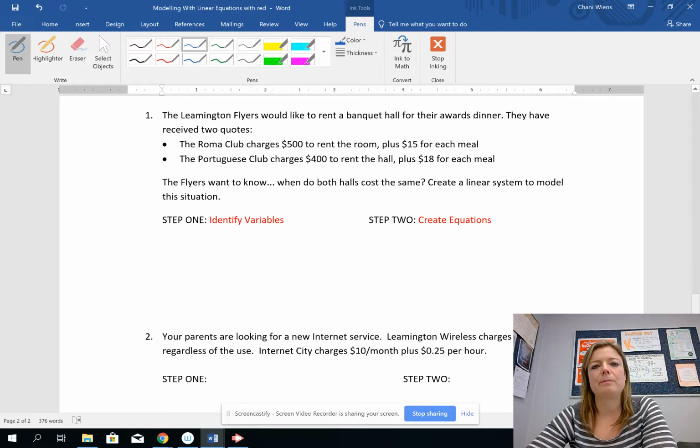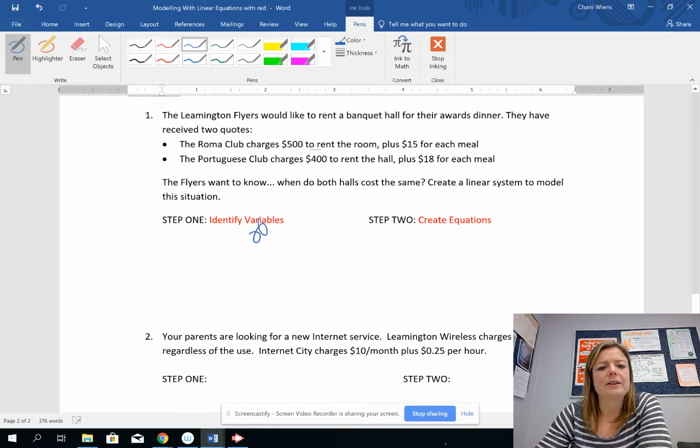Here's another example. The Leamington Flyers would like to rent a banquet hall for their awards dinner. They have received 2 quotes. The Roma Club charges $500 to rent the room and then $15 for each meal. However, the Portuguese Club charges $400 for the hall and $18 for each meal. So they want to know, when do both halls cost the same? And also when it would be a good idea to rent one or the other.